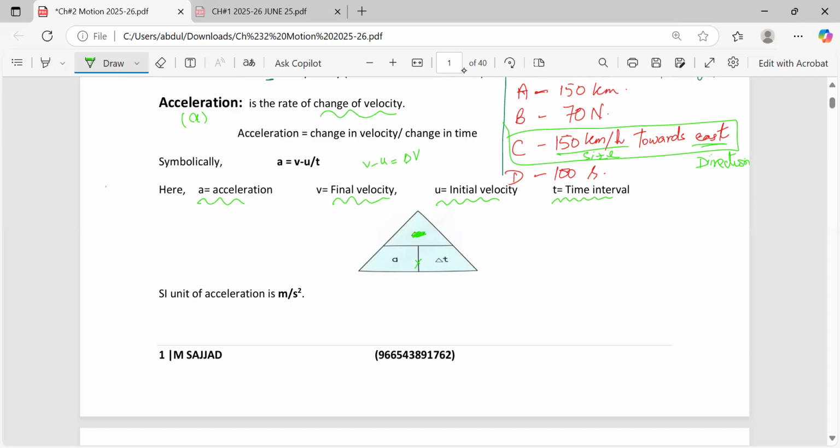Third thing, which is very common and very important, the steering wheel. Even when the car is making a roundabout, moving at 30 kilometers per hour, it is still accelerating. Why? Because the direction is changing at every moment. So velocity is changing. It means there is an acceleration. So change in velocity can be caused in two ways, either by change in speed or by change in direction.